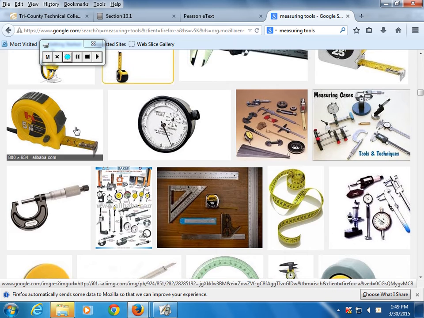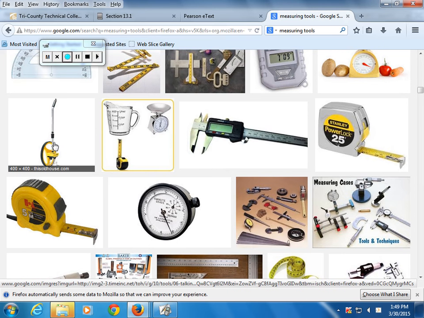All right, what is this? That's a measuring wheel. You wouldn't use that because that measures distance, linear distance.